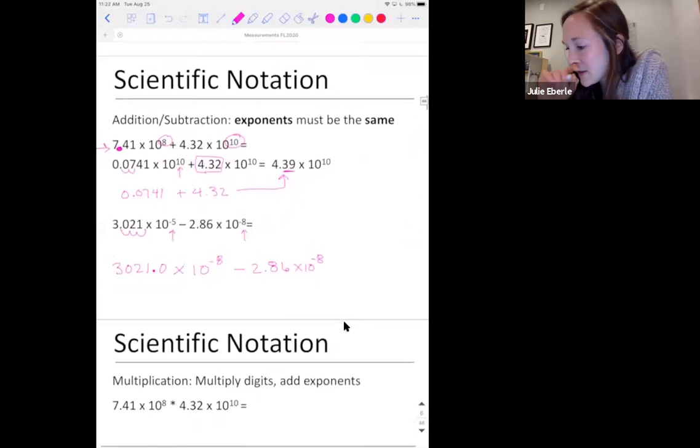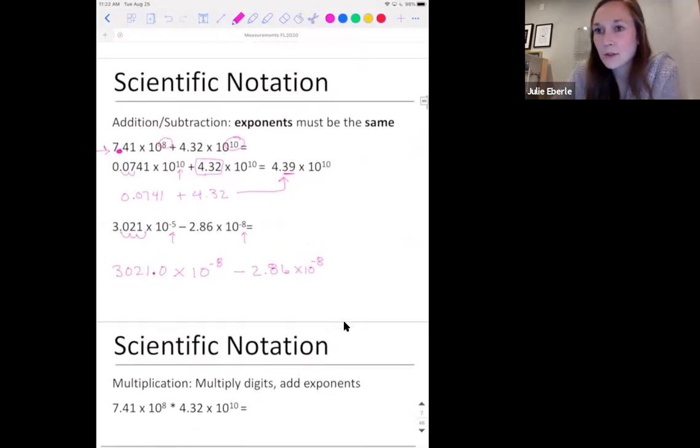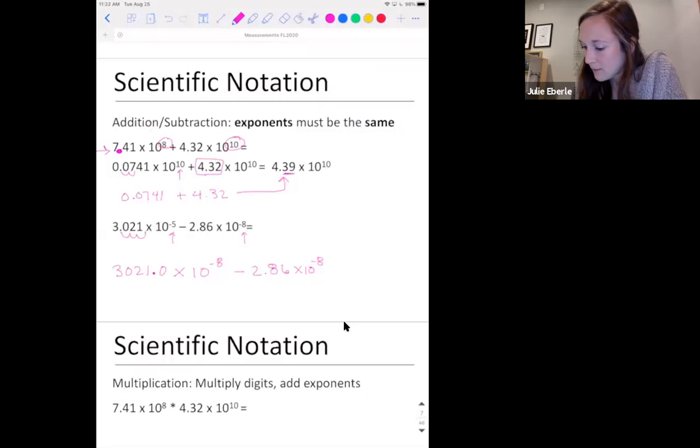Okay, so let's go back to this. Now we are going to subtract. I'm just going to grab my calculator. I'm going to do 3021 minus 2.86. And I get 3018.14. And my exponent as it stands now is 10 to the -8.